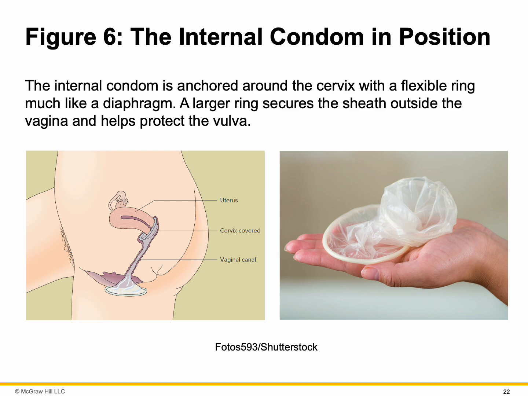All right, so here you see a picture of the internal condom on the right and how it is inserted into the vagina on the left. The condom is anchored around the cervix with a flexible ring, much like a diaphragm. A larger ring secures the sheath outside the vagina and helps protect the vulva. Now, much like the external condom, the internal condom is highly effective in a perfect use scenario, around 95%. However, typical use effectiveness rates are around 79% because people may not use them correctly.